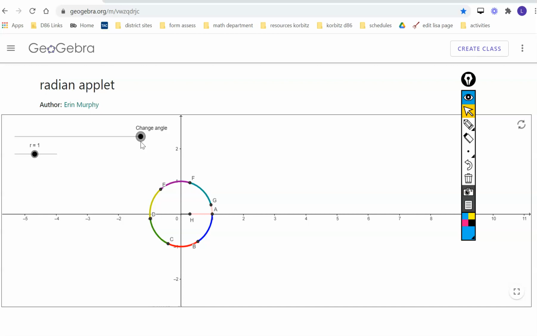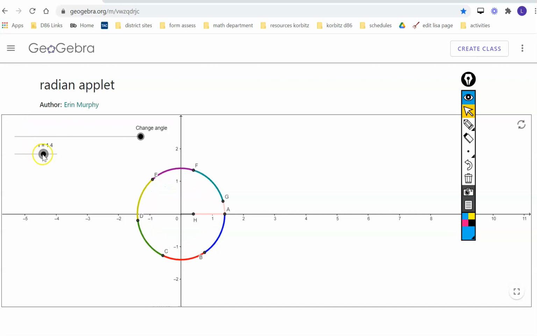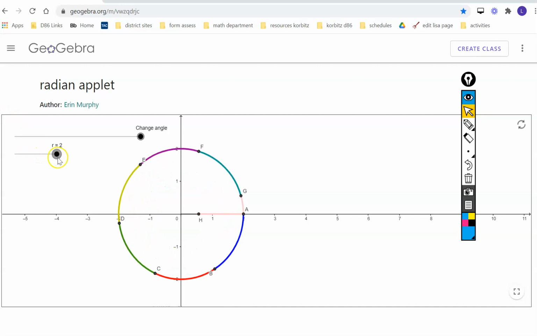If I change the radius of the circle, now the radius of the circle is 2. Sorry, the applet can't get any bigger than 2. But notice that if you count them, 1, 2, 3, 4, 5, 6, and it looks like about 0.3, so approximately 6.28 radians, which is 2 pi. And so there you go. A radian is just a radius.